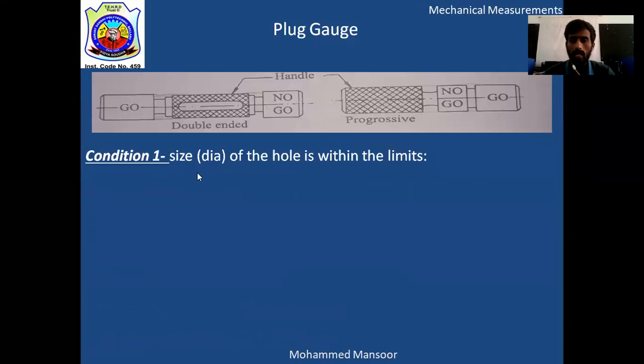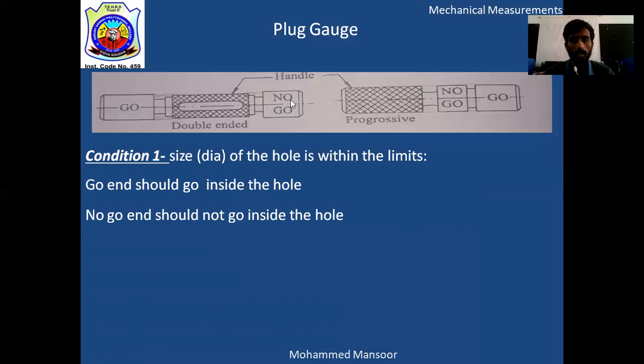Condition 1. Let us see the two scenarios of how these plug gauges are utilized. The first scenario: if the dia of the hole of the component which we are inspecting is within the limits, within the tolerance, then the go end should penetrate inside the hole, and the no go should not go inside the hole.